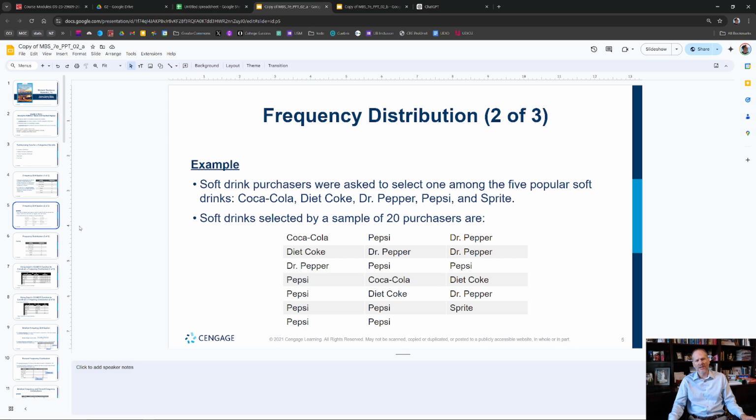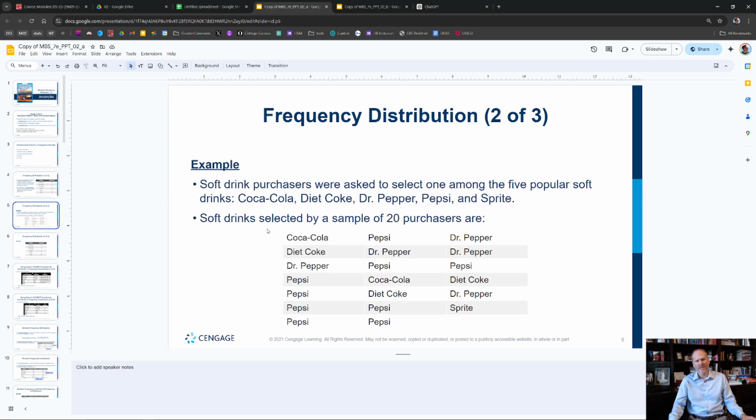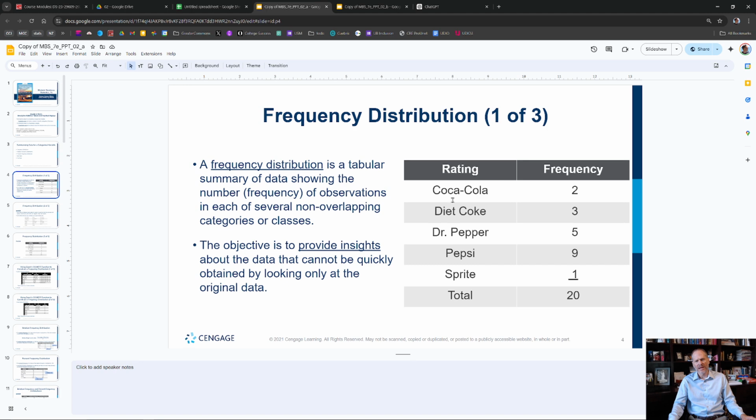And we could take all this and create a frequency distribution. We could see how many people were drinking Coca-Cola. So there's 2 people on this list, Coca-Cola here, Coca-Cola there. That's a frequency distribution, right? 2 people had Coca-Cola, 3 people had Diet Coke, 5 people had Dr. Pepper, 9 people had Pepsi, and 1 person had Sprite.